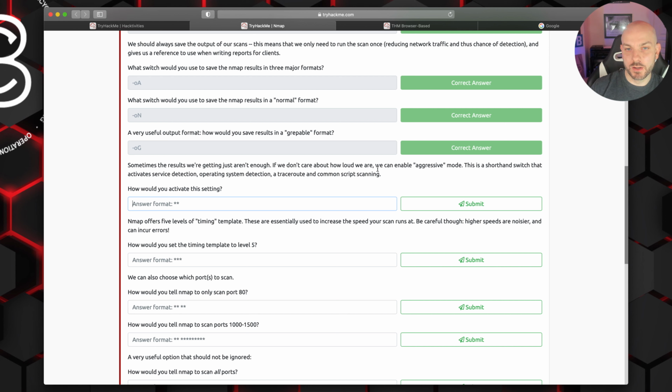Sometimes the results we're getting just aren't enough. If we don't care about how loud we are, we can enable aggressive mode. This is a shorthand switch that activates service detection, operating system detection, a trace route, and common script scanning. What is that going to be?